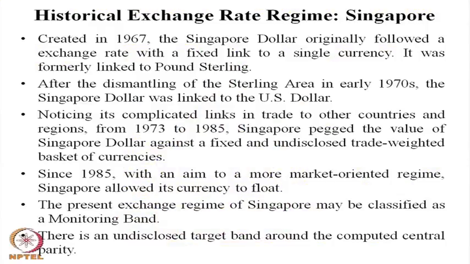The currency basket system was the ultimate development of the Singapore exchange rate regime. Since 1985, with an aim of a more market oriented regime, Singapore allowed the currency to float. Now, since 1985, the currency is floating. The present exchange rate regime of Singapore may be classified as a monitoring band. However, they are allowing the Singapore dollar to float. The Monetary Authority of Singapore decides the limit of floating with a monitoring band.